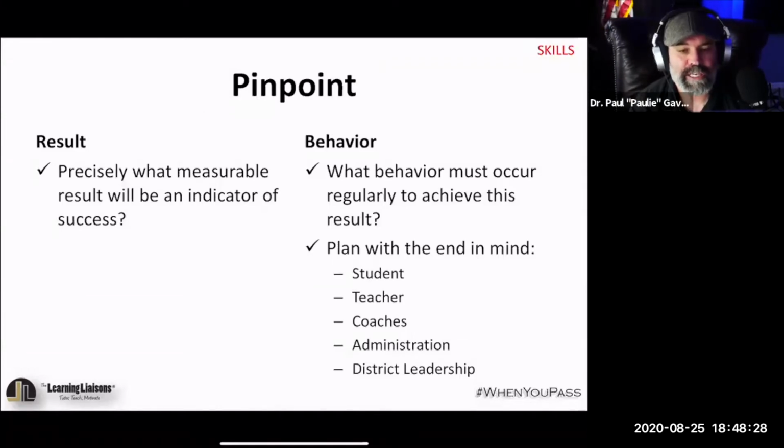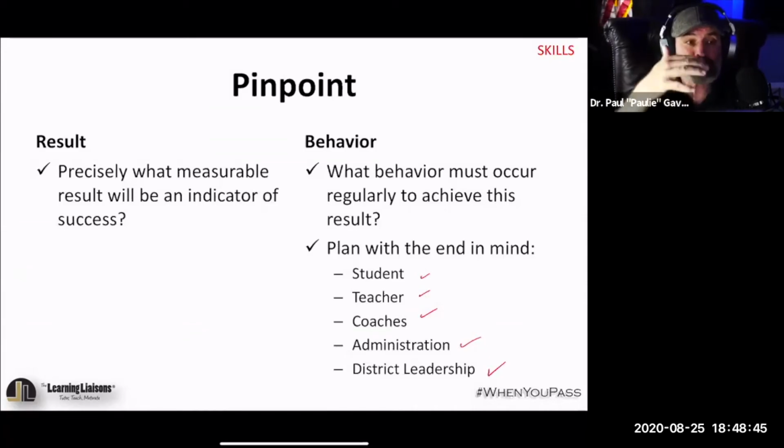So just as a recap, pinpoint, you have the result that you want, and the behaviors that are going to get there. What behavior must occur to achieve that? So always plan with that in mind. What does the student need to do? What does the teacher need to do? What might coaches need to do? What might administrators need to do? What might district leadership need to do?